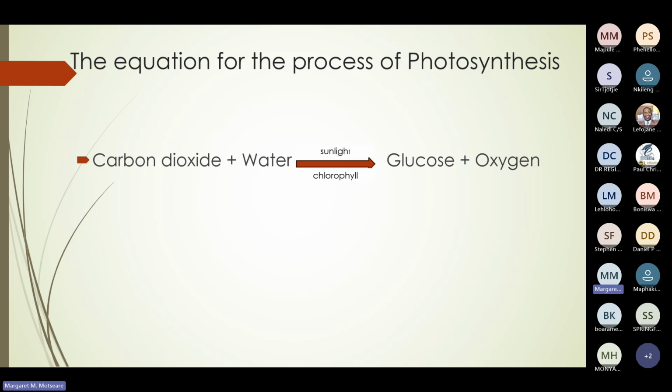Remember, we said that in order for the process of photosynthesis to take place, we need carbon dioxide, water, chlorophyll, and sunlight. It means these are the requirements for photosynthesis. During that process of photosynthesis, the product is glucose, which is the food or a sugar, plus oxygen, which is released into the atmosphere.